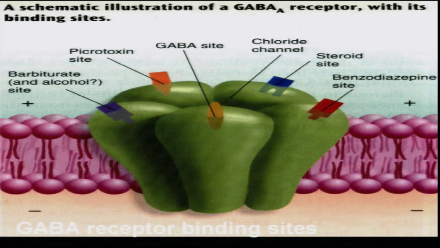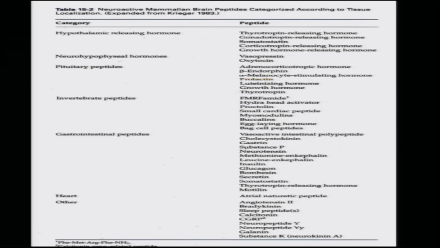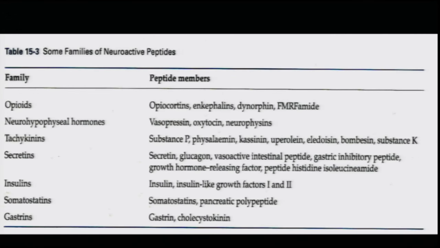So, this is a GABA receptor. There are other receptors which serve this hormone, substance P, gut hormones like angiotensin, neuropeptide Y, releasing factor for hormones. So, this is just a list of all the types of chemicals. There are many more which are in the process of being discovered. These chemicals are spread all through the body, but we are focusing here on the brain.